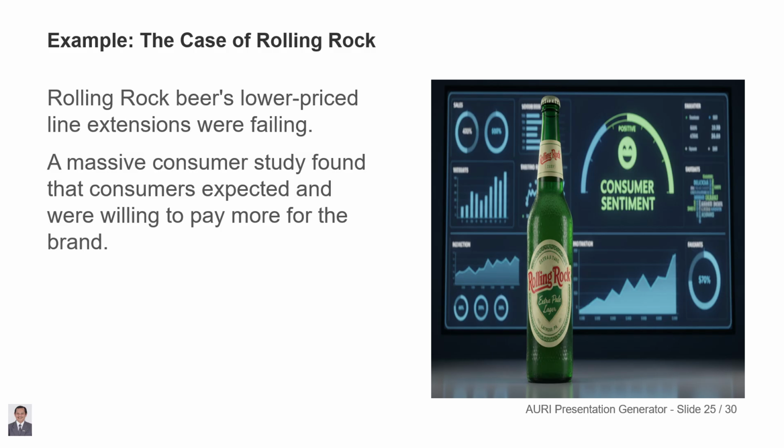Puzzled by these results, the company commissioned a comprehensive consumer study, largely using survey methods, to understand the issues. The findings from this extensive research were quite unexpected. The survey clearly showed that consumers associated Rolling Rock with higher quality and a premium position. They were not only willing to pay more for the brand's products, but surprisingly, they genuinely expected to. This significant insight from the survey data completely changed Rolling Rock's pricing and reshaped their brand strategy. This led to a more successful market approach, aligned with consumer perceptions.